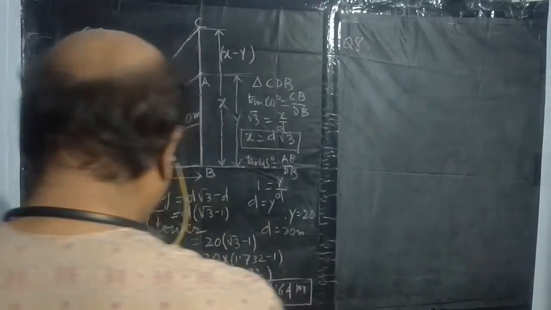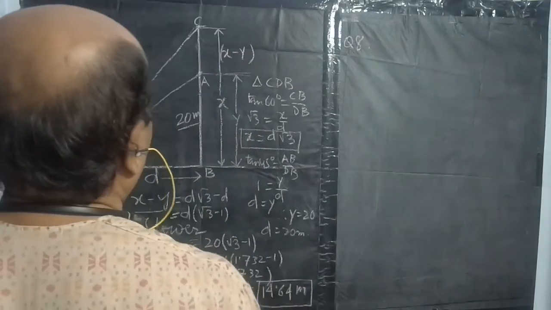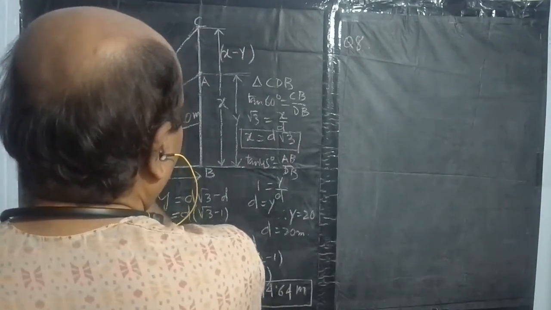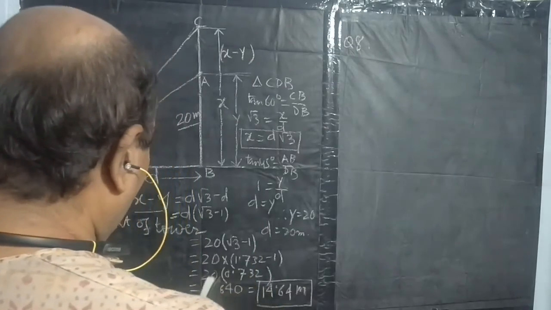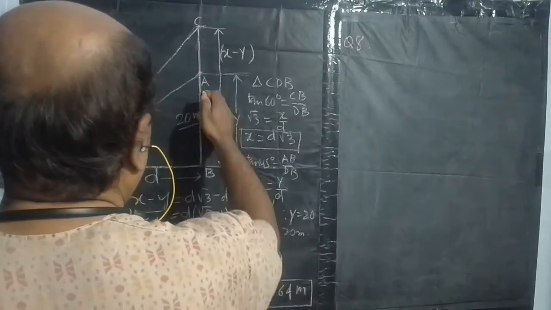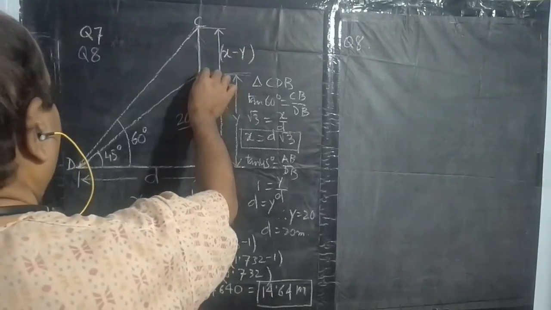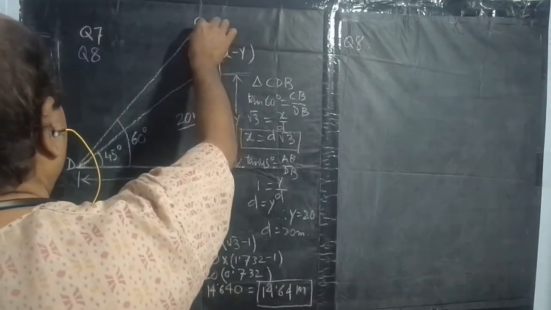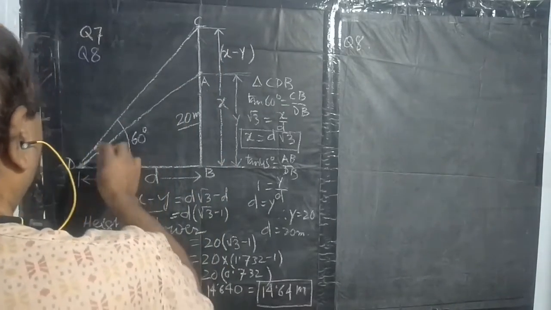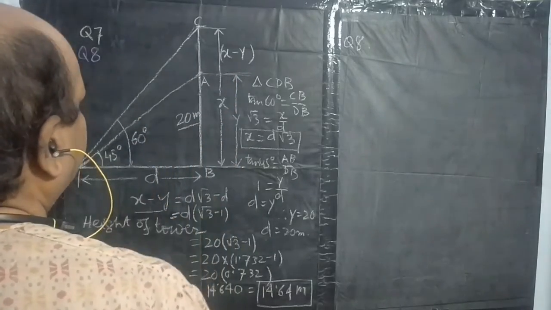A statue of 1.6 meter tall. CA is the statue here, and that is X minus Y, directly given. Statue 1.6 meter. Top of the pedestal, the pedestal is AB. The pedestal is A, top of the statue is C. From top of the statue is 60 degrees, this is the same diagram. And top of the pedestal, that is A, 45 degrees, the same diagram.